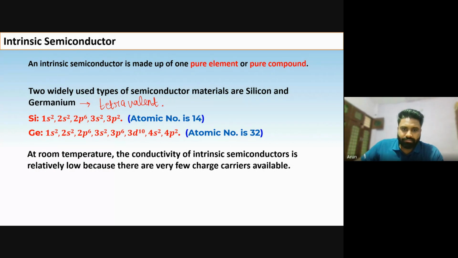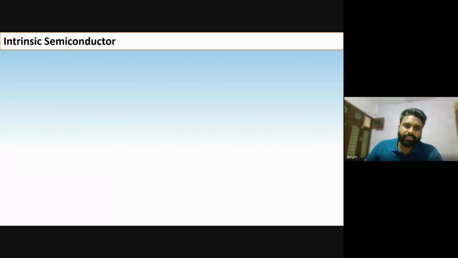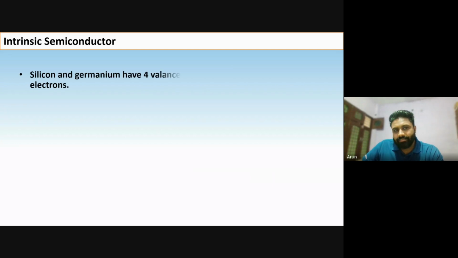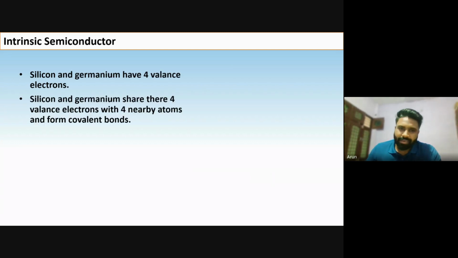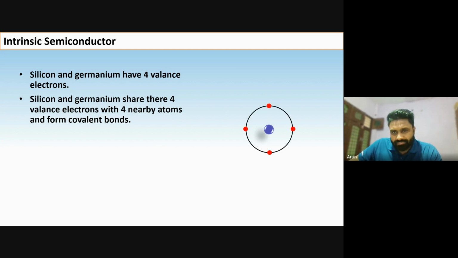Now, if we move on to the next slide, the intrinsic semiconductors, silicon and germanium, have four valence electrons with four nearby atoms. You can see this blue part is the nucleus, and these are the four electrons.